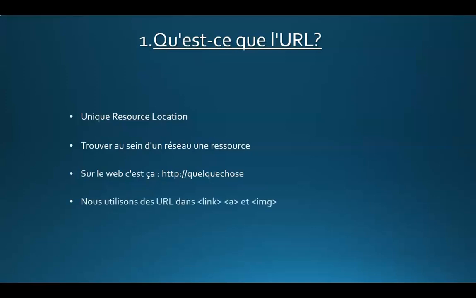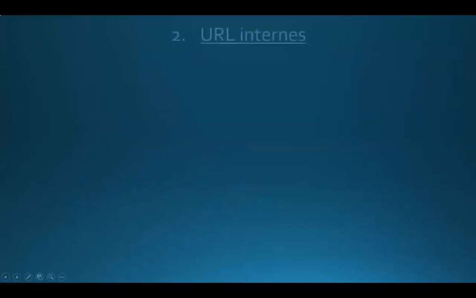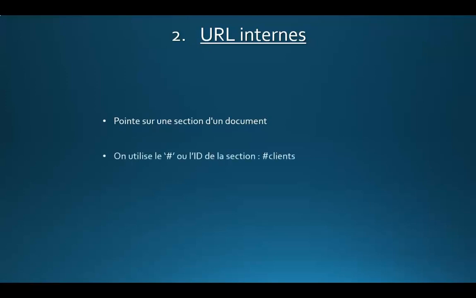So we use URLs in our link tags, in our A tags, as we have already seen, and also in our IMG tags. The internal URLs, as we have already seen in examples, will be pointing to a section of a document, and we use the hashtag, the dièse, followed by the ID of the section as the anchor ID. So we have already done that in the code in the previous video.